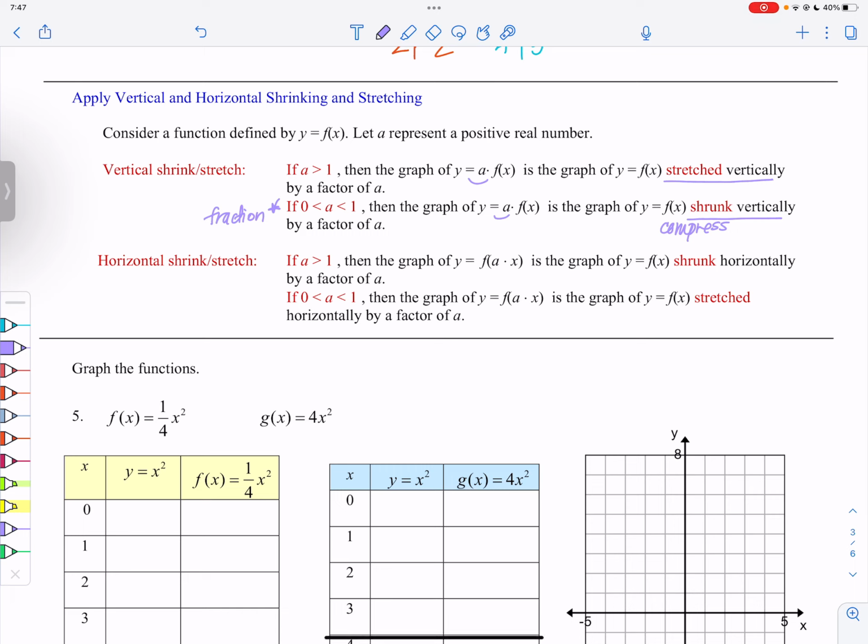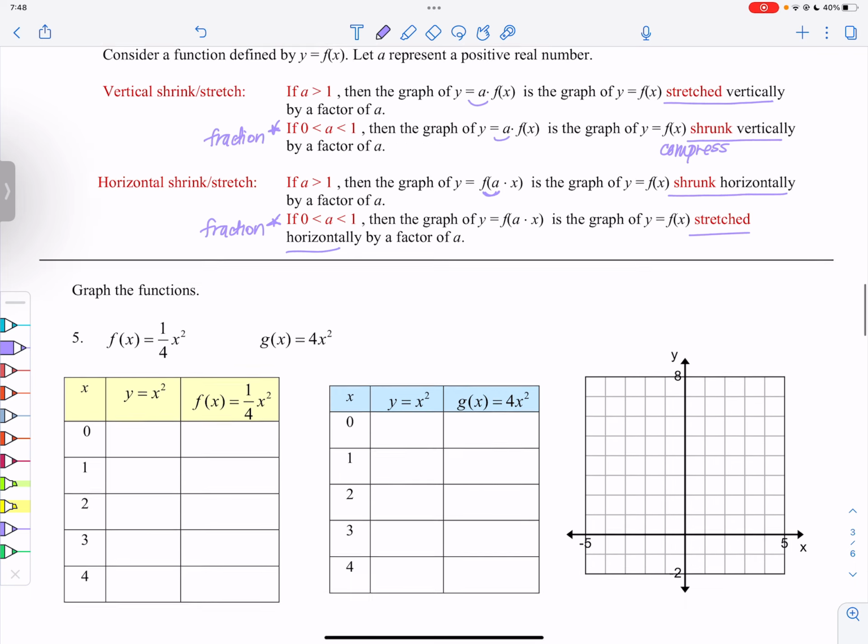Okay? Now, what happens when you have a horizontal shrink or stretch? It is the opposite of what you would think. Here, we have a constant greater than 1, and now we're going to shrink horizontally. And shrinking horizontally is very similar to stretching vertically. And then here we go, another fraction. If we multiply the inside of that function, multiply that x by a fraction, we will then stretch horizontally, okay?